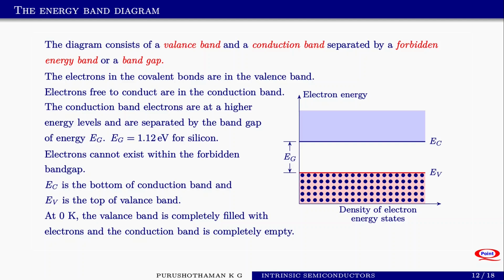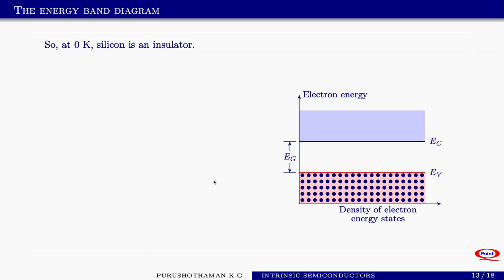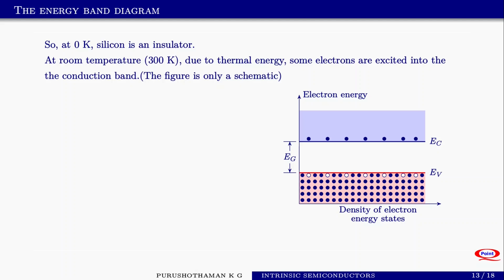At 0 Kelvin, the valence band is completely filled with electrons and the conduction band is completely empty. So there are no electrons available for movement in the conduction band, and all the allowed energy levels in the valence band are filled. So there is no motion of electrons in the valence band either. So at 0 Kelvin, silicon is an insulator. But as temperature increases, at room temperature, due to thermal energy, some electrons are excited into the conduction band.